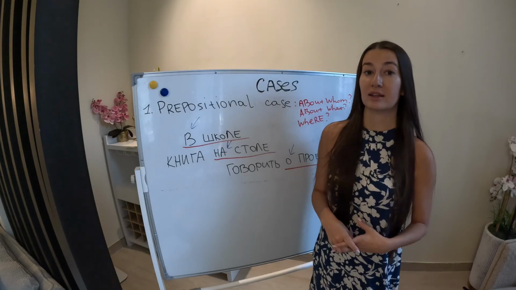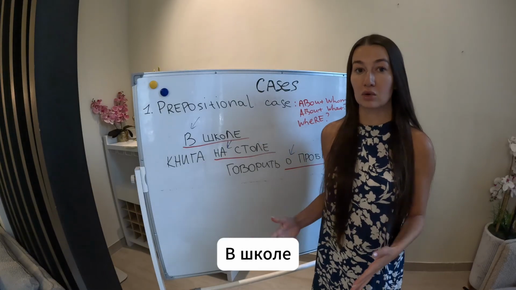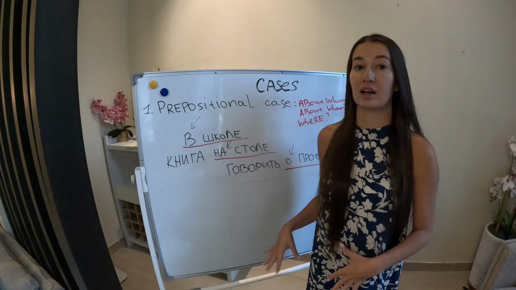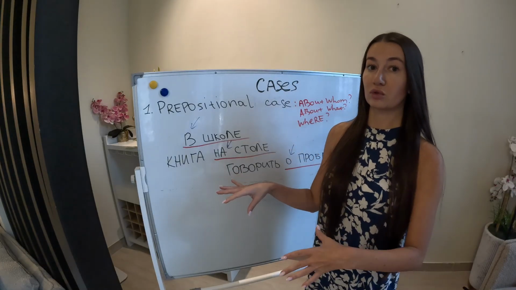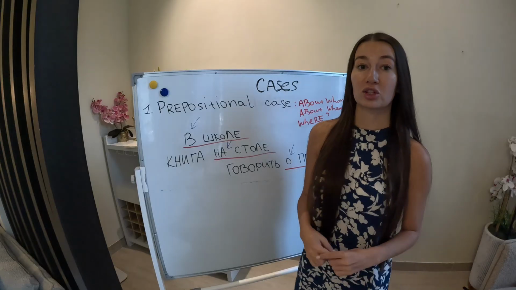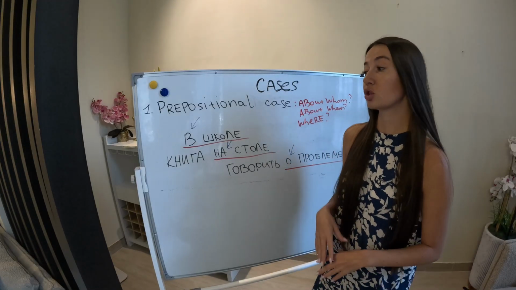Now we're going to talk about that. Some examples. В школе, at school, in a school. So when you are already there, like I'm studying at school, I'm working at school, not going to school, right? Because remember, verbs of motion take the accusative case, so here it's just doing something in the place. В школе.